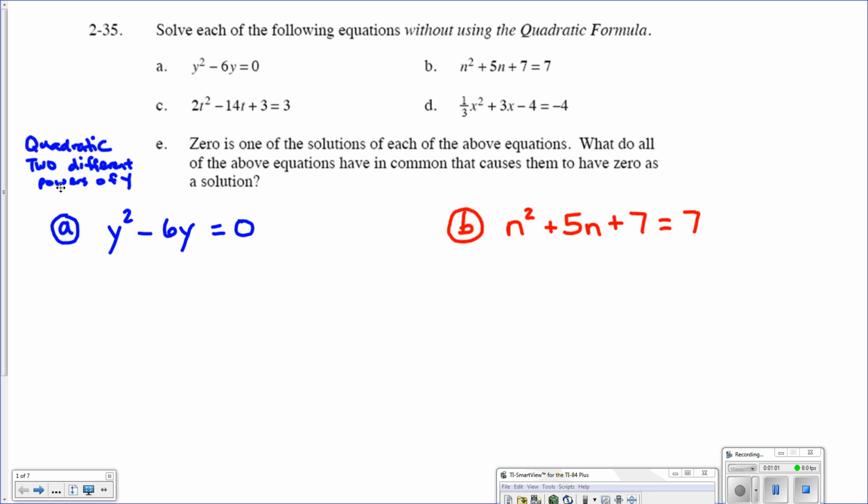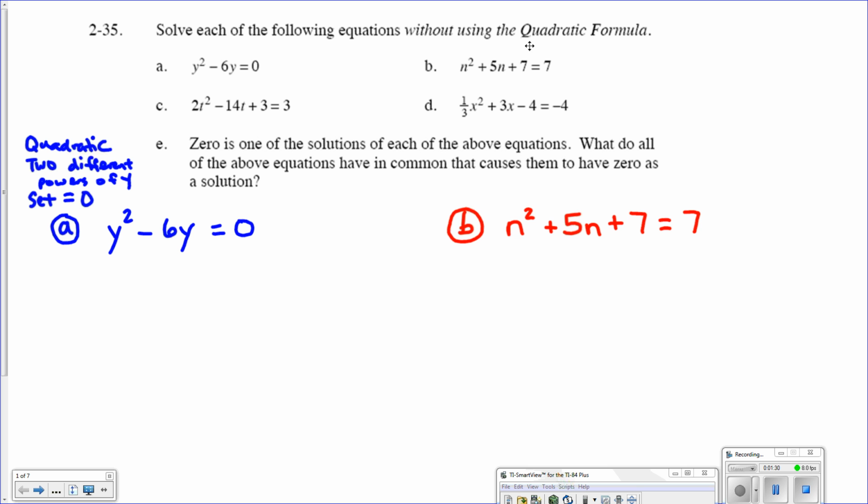When we have 2 different powers of y, a y squared and a y, we have to make sure the equation is set equal to 0. In this case, it's already set equal to 0. So what we're going to do is try to solve the quadratic using one of the methods that we know.